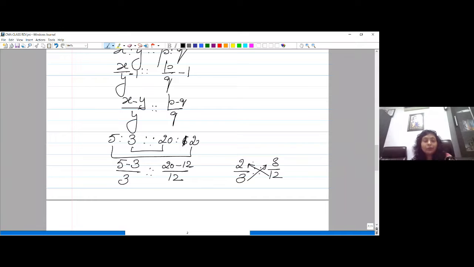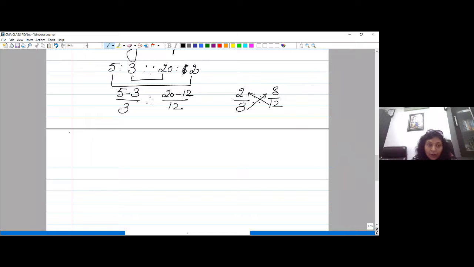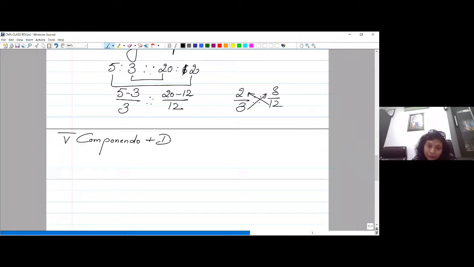This is the concept of componendo and dividendo individually. Now next, we combine both the properties. We'll say componendo and dividendo.